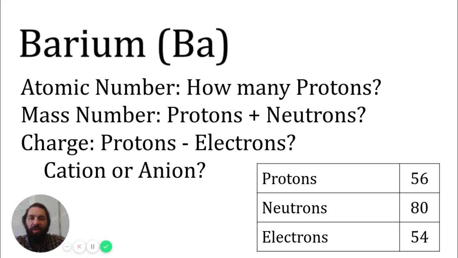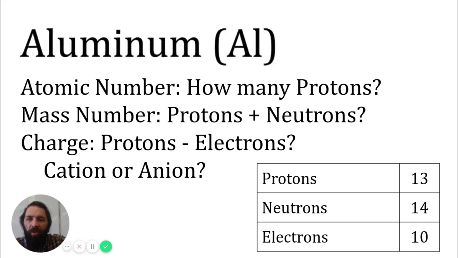All right, what about barium, which is Ba? What's the atomic number? 56. Says so right there. 56 protons means the atomic number is 56. All right, what about the mass number? Protons plus neutrons. Okay, this one you might have to think a little bit more. 56 plus 80 is going to end up being 136. That is our mass number. What about our charge? Protons minus electrons. So 56 protons minus 54 electrons, that's a difference of 2. So our charge is positive 2 because there are more protons than electrons. And so does that make this a cation or an anion? It's a cation. If it's positive, it's a cation. Okay? Good. So let's do one more.